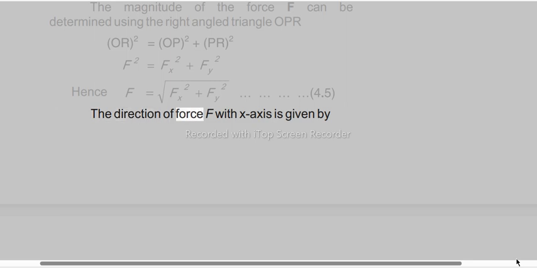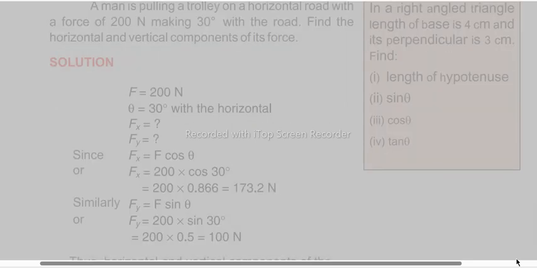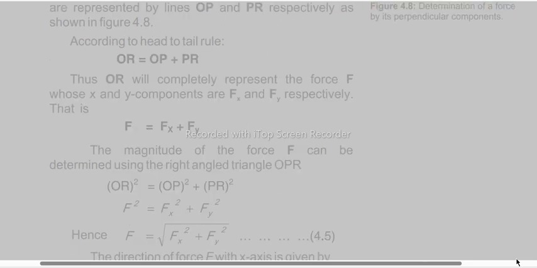The direction of force F with the x-axis is given by: in a right-angled triangle, the length of the base is 4 cm and its perpendicular is 3 cm. Find 1. Length of hypotenuse, 2. Sin, 3. Cos, 4. Tan. Figure 4.8, determination of a force by its perpendicular components.